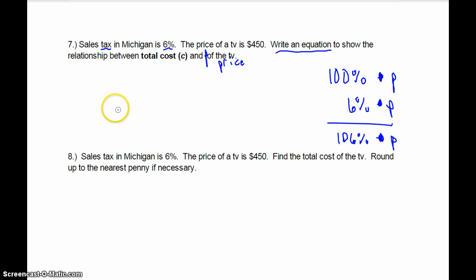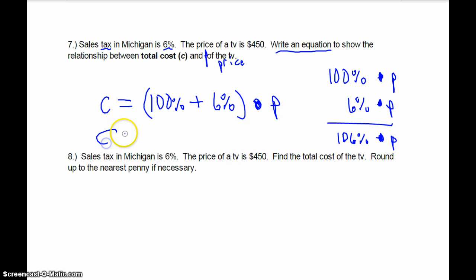So what I'm asking you to do is write this equation for total cost, C. The total cost is 100% of the price and another 6% of the price. And the way I can show that is 100% of the price plus 6% of the price, and I put those in parentheses so I know I would add those first, times the price. So my cost would be 106% of, let's multiply, the price. And I know what the price is, so I can replace that with $450.